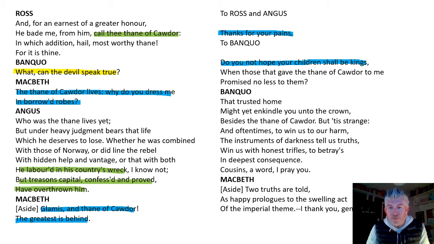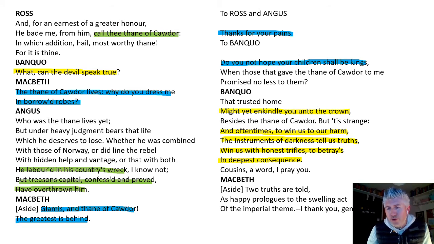Banquo: "That trusted home might yet enkindle you unto the crown." So Banquo says that information from the witches was going to make you king, besides the Thane of Cawdor. "But 'tis strange, and oftentimes, to win us to our harm, the instruments of darkness tell us truths, win us with honest trifles to betray us in deepest consequence. Cousins, a word, I pray you." And Banquo goes off and talks to Ross and Angus, leaving Macbeth on his own.